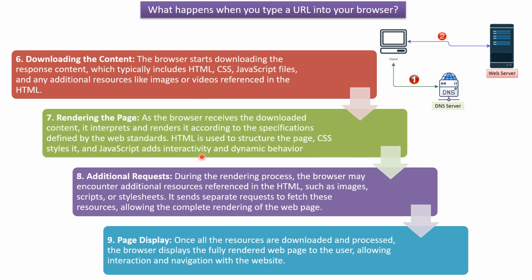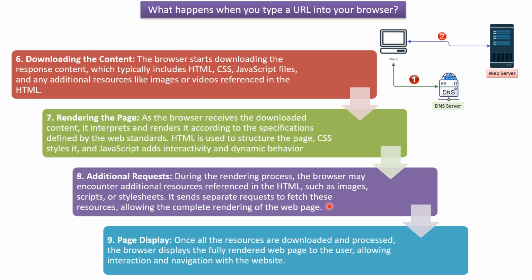The seventh step is rendering the page. As the browser receives the downloaded content, it interprets and renders it according to the specification, which is defined by the web standards. HTML is used to structure the page, CSS styles it, and JavaScript adds interactivity and dynamic behavior.